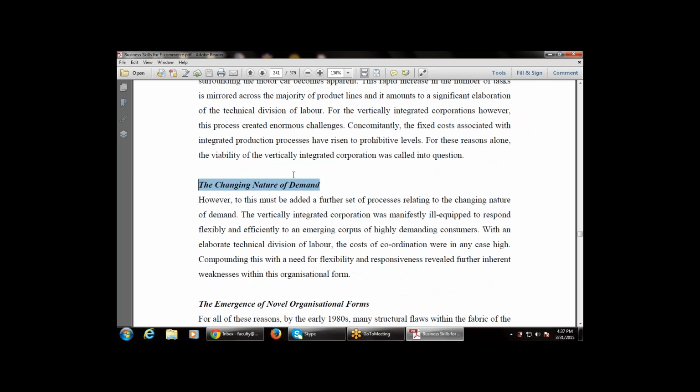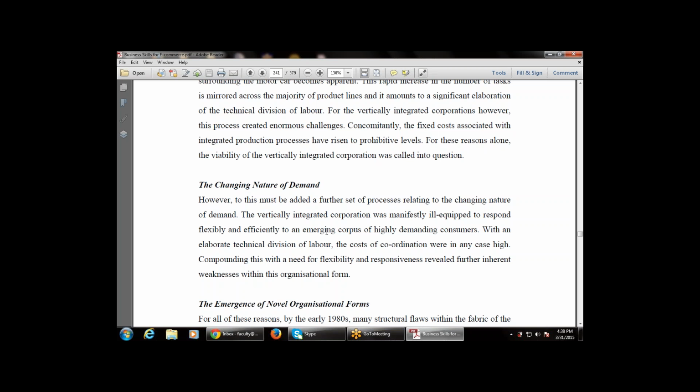Now the next is the changing nature of demand. That is, as demand increases, the nature changes. Whenever there is less demand, the nature also changes. However, to this must be added a further set of processes relating to the changing nature of demand. The vertically integrated corporation was manifestly ill-equipped to respond flexibly and efficiently to an emerging corpus of highly demanding customers or consumers, with an elaborate technical division of labor.